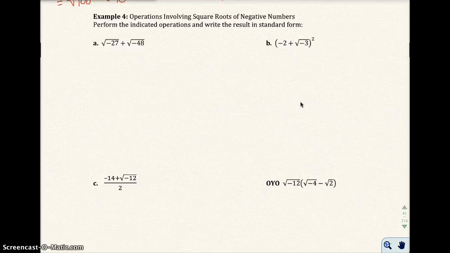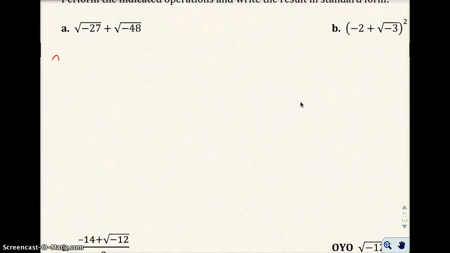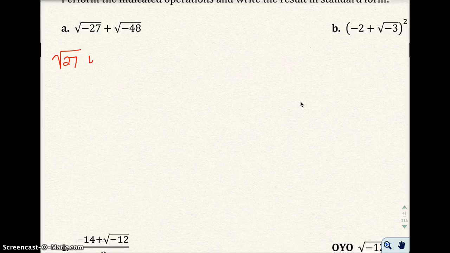We're going to see this as we start doing examples. So here I have the square root of negative 27 plus the square root of negative 48. Again, I want to add these two values together, but I want to express each of them in terms of i because they both have a negative under the square root. Okay? Again, the first thing I'm going to do here is write this as the square root of 27i plus the square root of 48i.